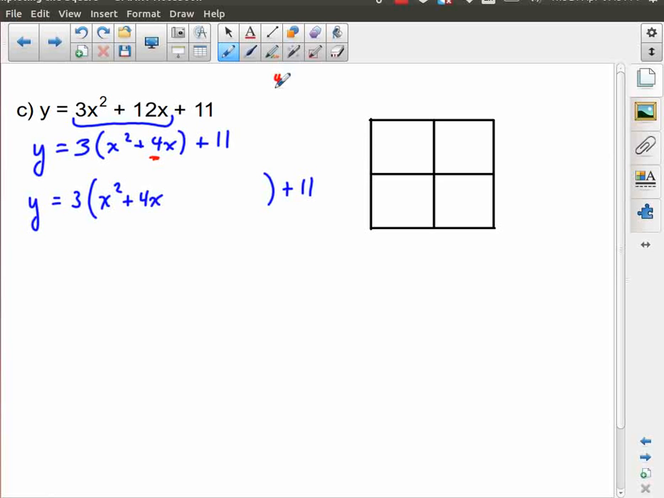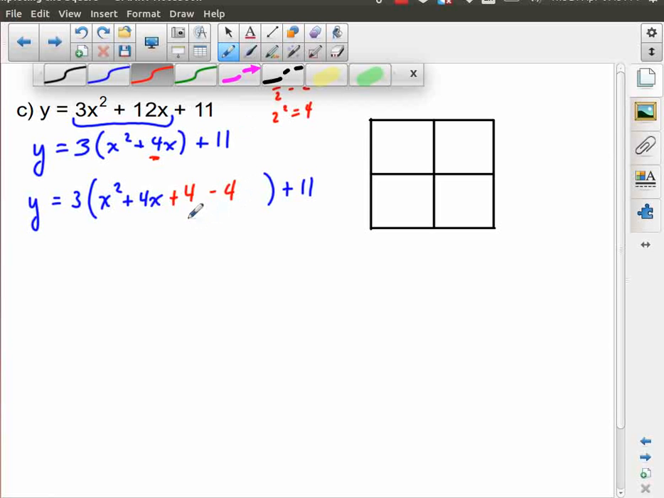So 4 divided by 2 is equal to 2, and 2 squared is equal to 4. So the squared value is what goes here. We add the squared value, and we subtract the squared value. And then we've got whatever's on the outside of that bracket.